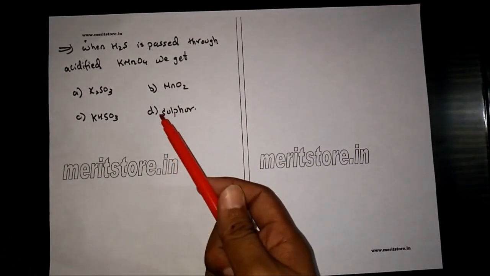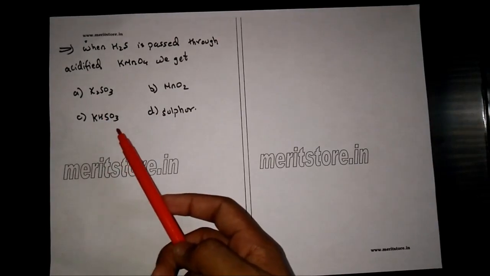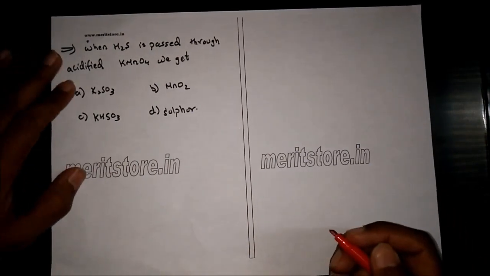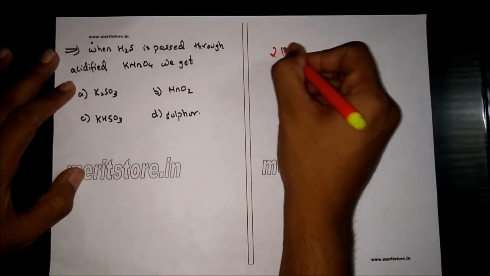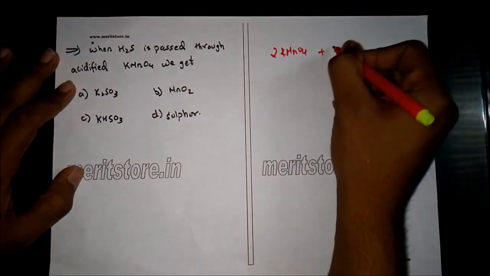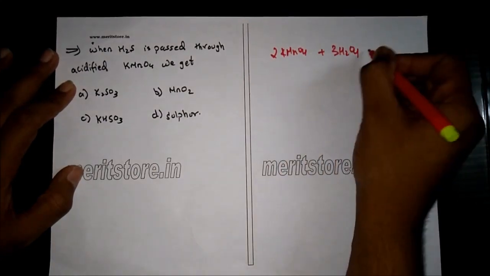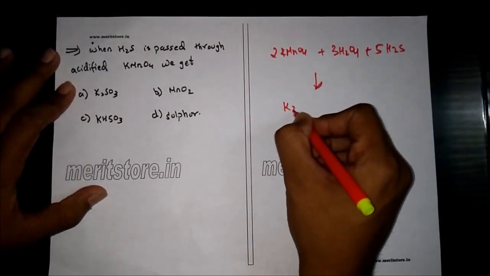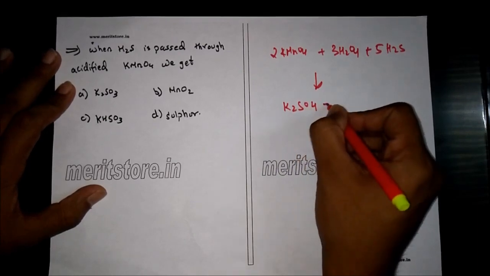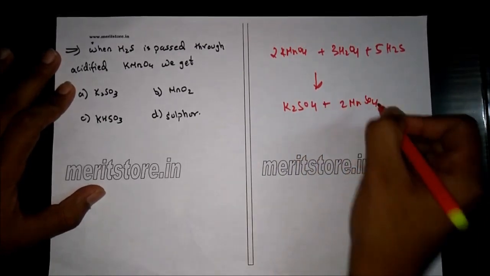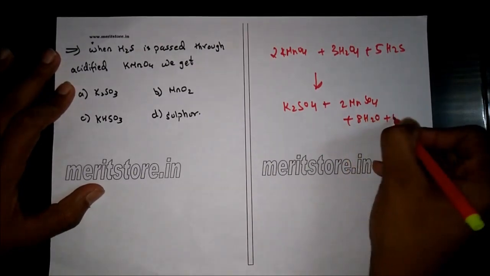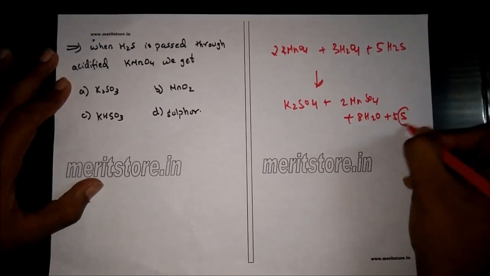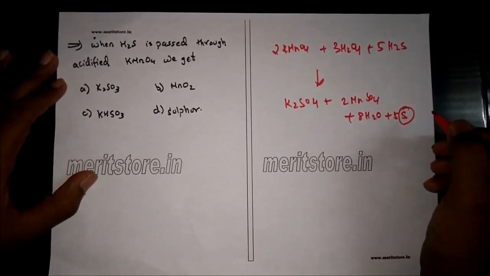H2S is passed through acidified KMnO4, we get A. K2SO3, B. MnO2, C. KHSO4, or D. sulfur. Now let's look at how the reaction takes place. Therefore, 2KMnO4 plus 3H2SO4 plus 5H2S on reaction will give K2SO4 plus 2MnSO4 plus 8H2O plus 5S. Therefore, the product formed will be K2SO4 and S, which is sulfur. Therefore, the correct answer is option D, sulfur.